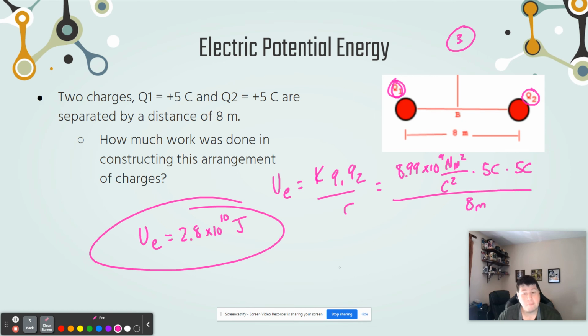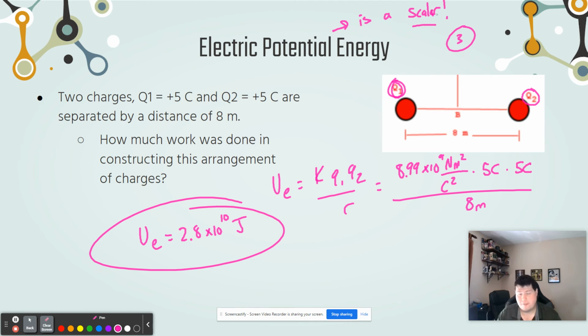That brings up the last important point to make about electrical potential energy, which is that electrical potential energy is a scalar. So what's a scalar? Well, it's the opposite of a vector. Vectors have magnitude and direction. Energy, though, does not have a direction to it. Energy is a scalar. It is just a magnitude.